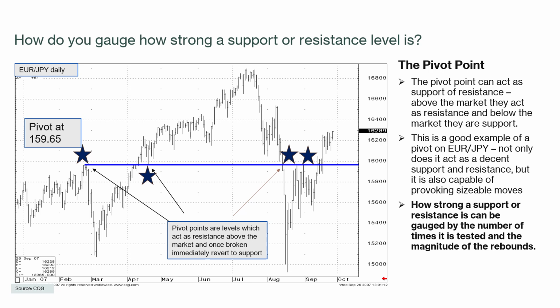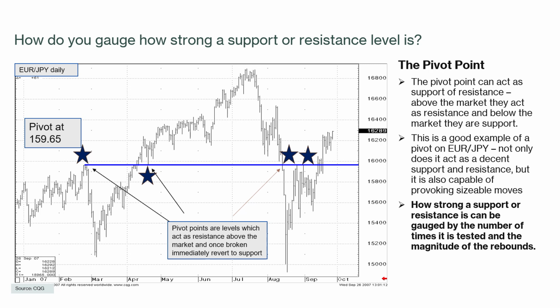So how do you gauge how strong a support or resistance level actually is? On this example on the Euro-Yen daily chart, we've identified a key level at 159.65. And you can see that in March, this acted as key resistance. Now, this level, once it's breached, became support. And we identified this as a key pivot point. What does that actually mean? Well, if the market is above the pivot point, then it's positive. And if it's below the pivot point, it's negative.